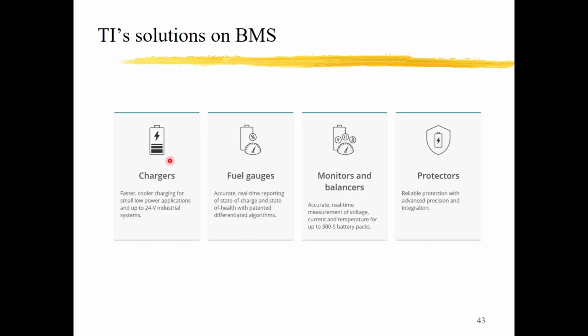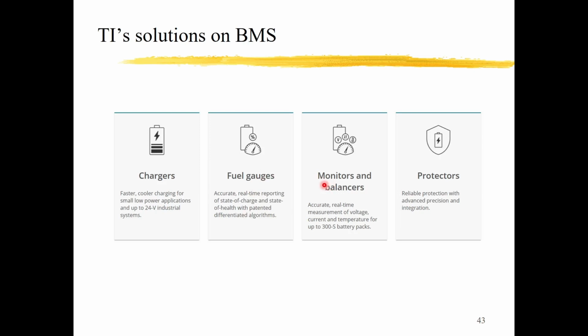And the final part is the introduction of the BMS ICs from different manufacturers, and this is the TI solution. You know TI. TI categorizes the BMS into these subcategories. They are chargers, fuel gauges. Fuel gauges means you want to calculate the state of charge and the state of health of the batteries. This is the fuel gauge.